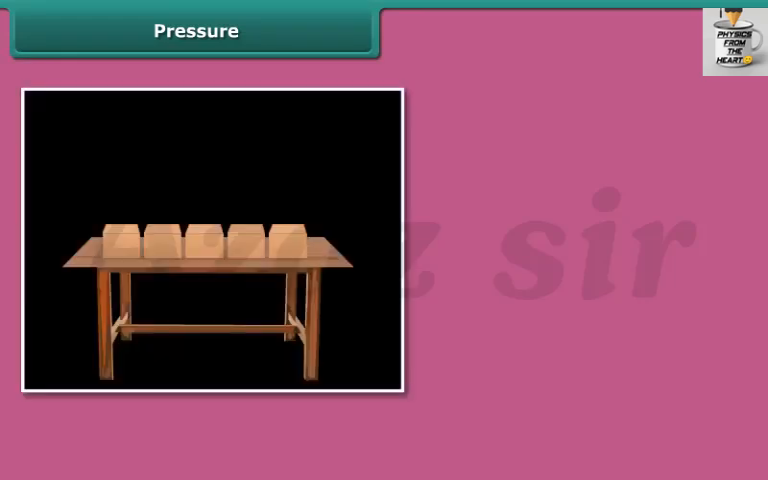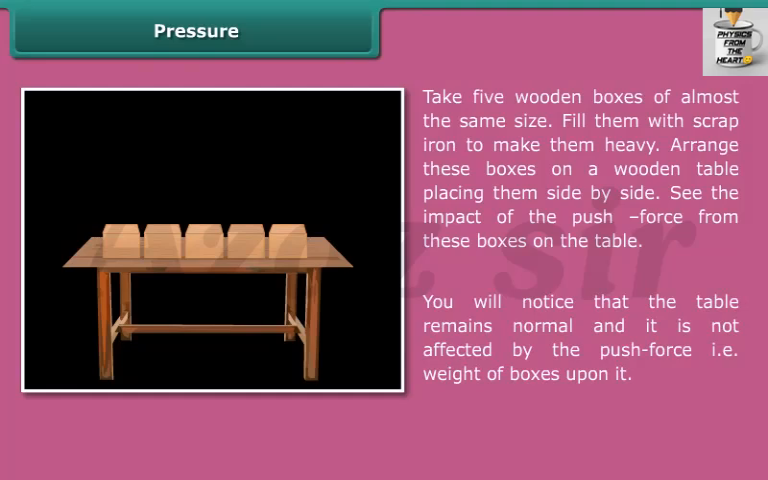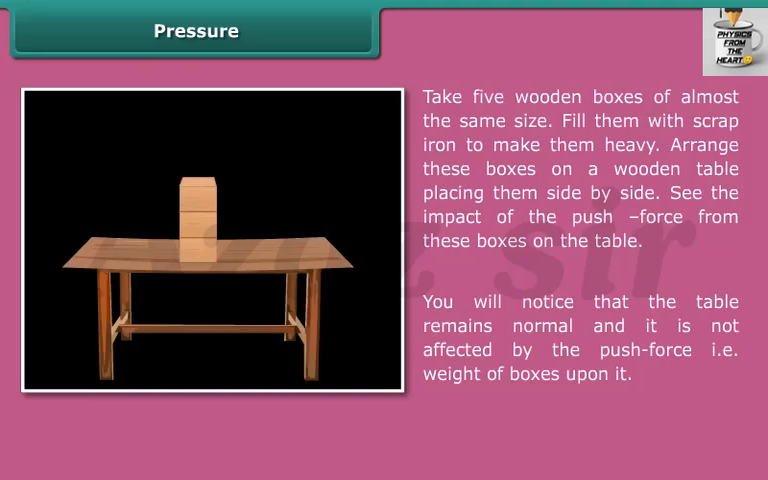Pressure. Let us perform an activity. Take 5 wooden boxes of almost the same size. Fill them with scrap iron to make them heavy. Arrange these boxes on a wooden table, placing them side by side. See the impact of the push force from these boxes on the table. You will notice that the table remains normal and it is not affected by the push force, that is, the weight of boxes upon it. Now, rearrange these boxes on the same table, placing them towards the center and one over the other. Now see the impact. In this arrangement, the table either bends or breaks under the weight of boxes.